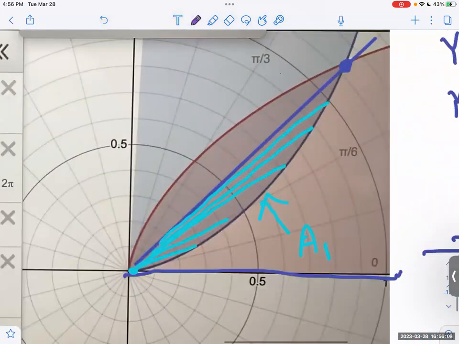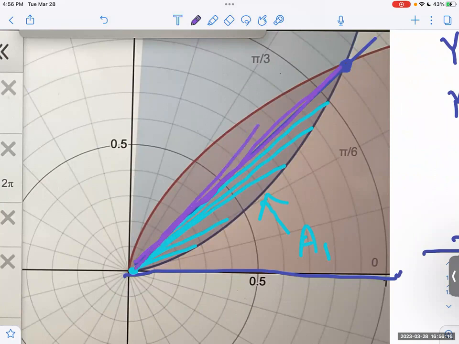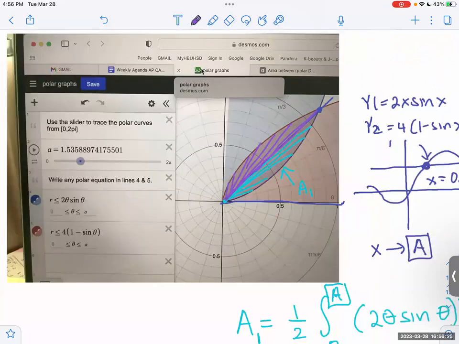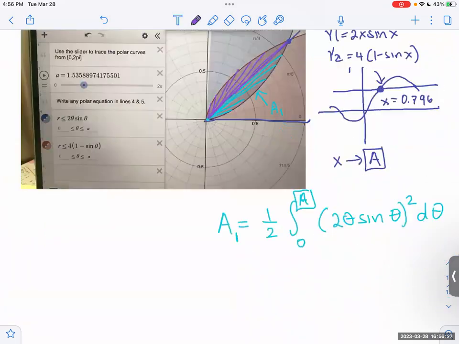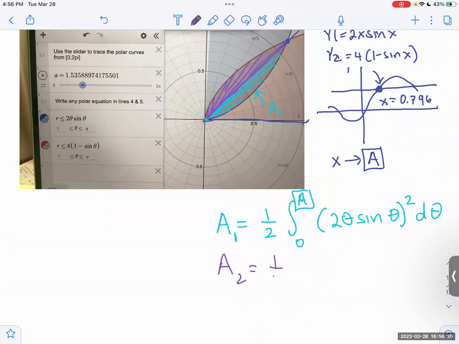for the top region. And so the top region, the very first sector starts off right here at the intersection point, and then it spans out. And then by the time it wraps around to pi over 2, you get this entire region here. So the purple one only touches the red. So area 2 would be 1/2 integral from the intersection point, which is the angle, back around to pi over 2. And that region only touches the red, which is 4 times 1 minus sine of theta, quantity squared.